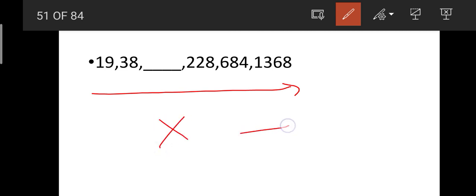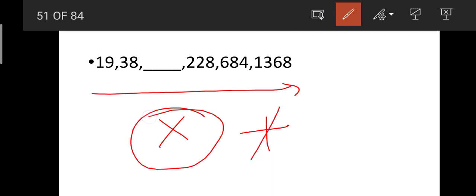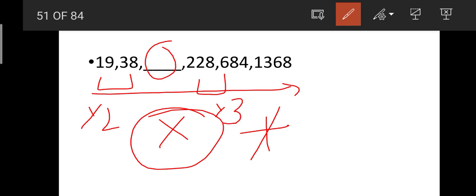Okay friends, now here you can clearly see this is not any addition logic or any subtraction logic, because the numbers have been increasing in the series with a multiplication but not with any addition. Now we should know which multiplication logic they have taken. For 19 to become 38, it should be multiplied with 2. Here we should find the missing number. And for 228 to become 684, it should be multiplied with 3. Isn't that? And for 1368, 684 should be multiplied with 2.